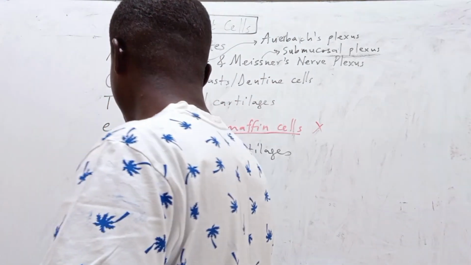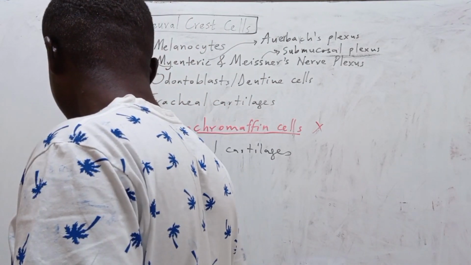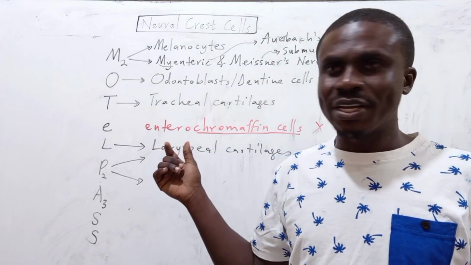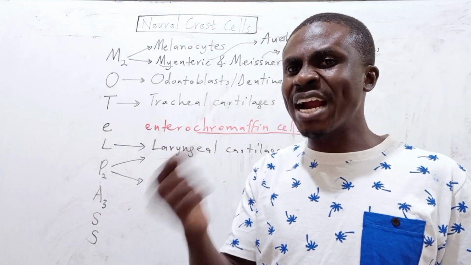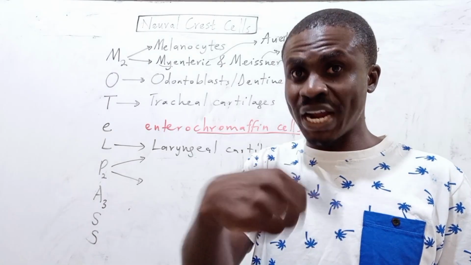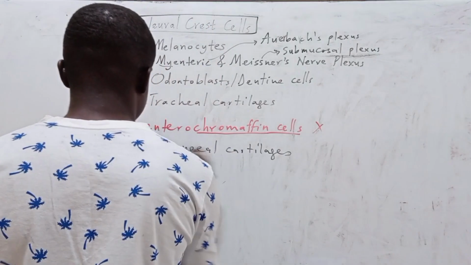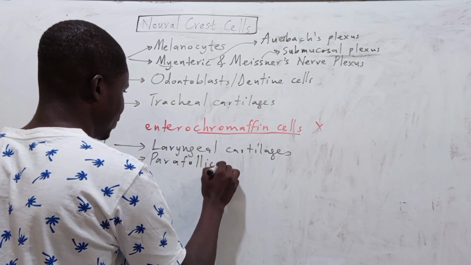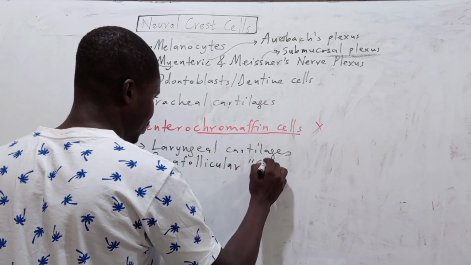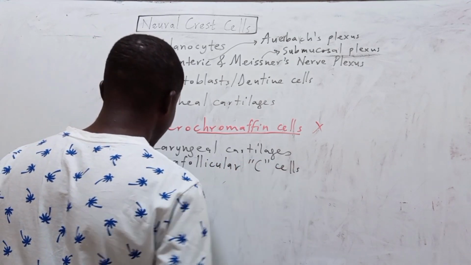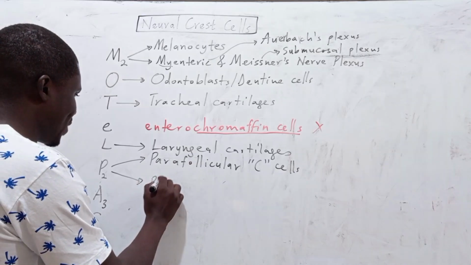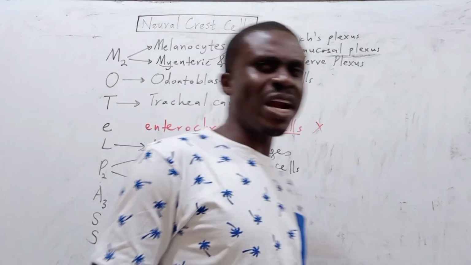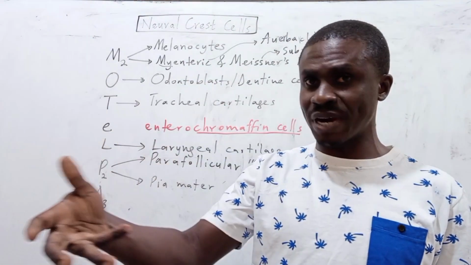Now, if I come here, the P, I'm having two. The first P is parafollicular C cells. Parafollicular. Okay, we also have pia mater. I'll come to it. Now, if we have parafollicular C cells, parafollicular.